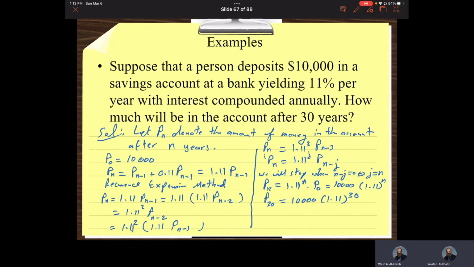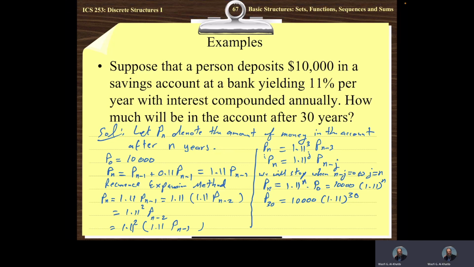Who can answer him? Why did we say that n minus j should be equal to 0? Because we will keep expanding. We will keep going from Pn to Pn minus 1, Pn minus 2, Pn minus 3, until we reach what? Until I reach the initial condition. What is the initial condition? It's P0. So I need to do this until n minus j equals 0, which happens when j is equal to n. Clear? Okay.